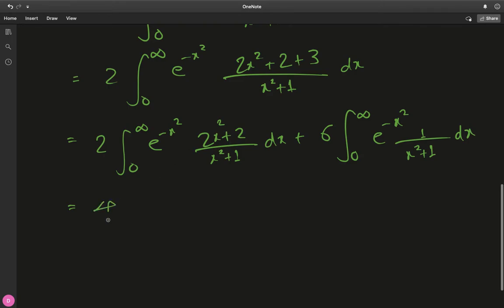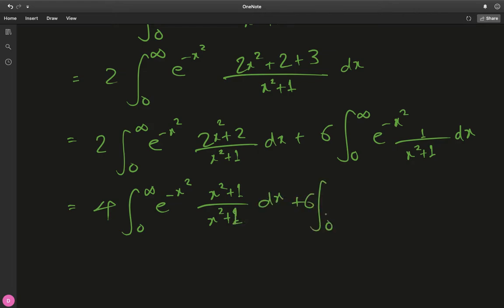So we have 4 times the integral from 0 to infinity of e raised to minus x squared (x squared plus 1) divided by (x squared plus 1) dx, plus 6 times the integral from 0 to infinity of e raised to negative x squared divided by (x squared plus 1) dx.